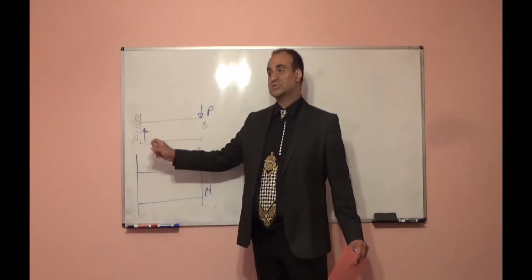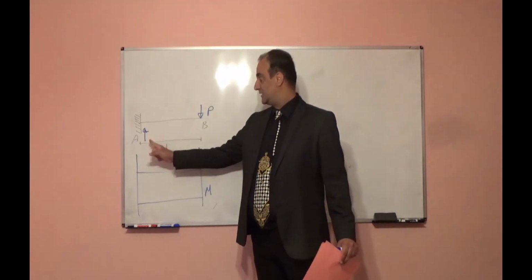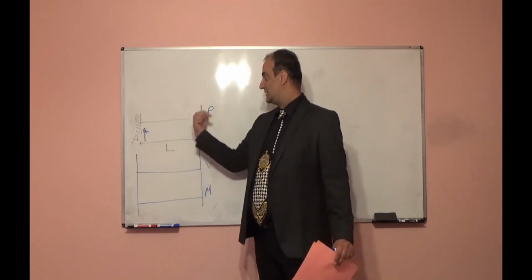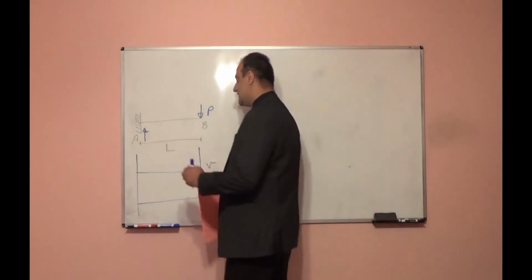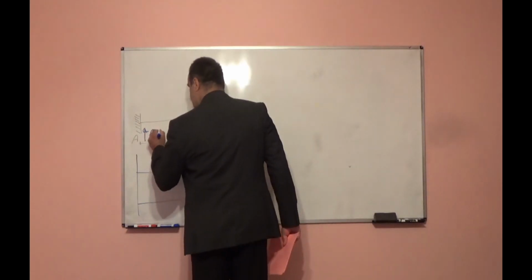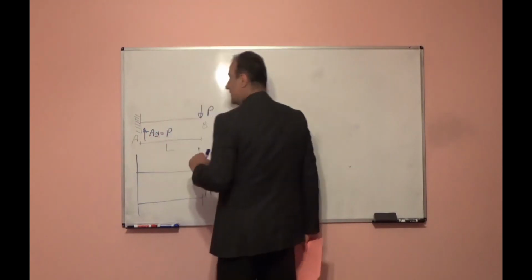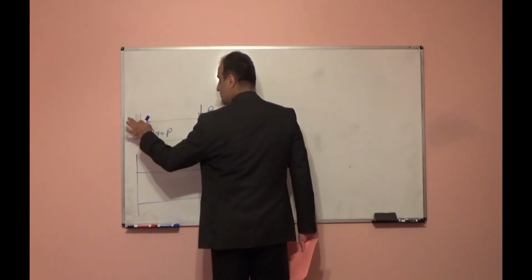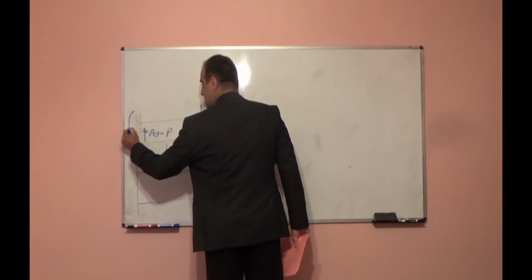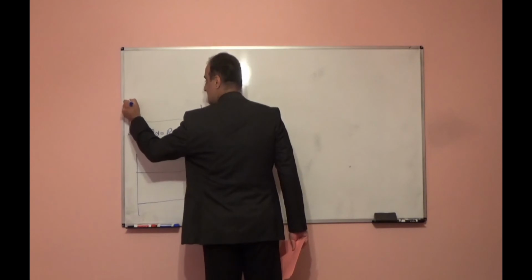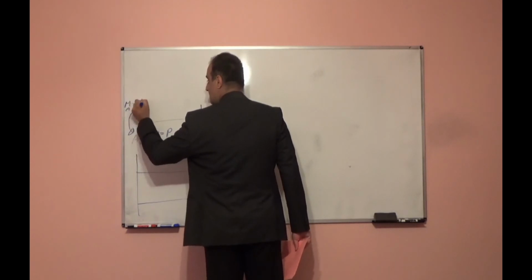Summation of forces in vertical direction is equal to 0. So AY minus P is equal to 0. From here, AY will be equal to P. If I take moment with respect to point A, reaction MA will be equal to PL.